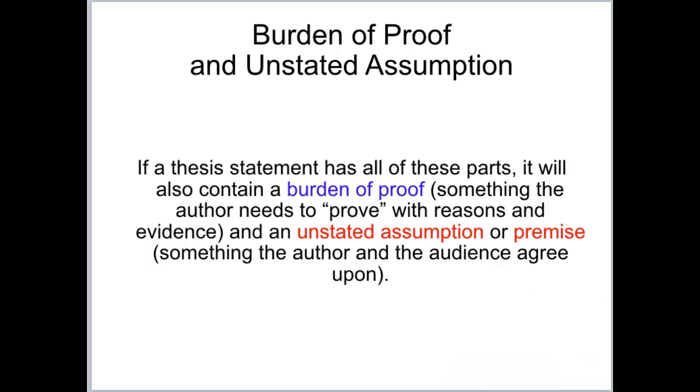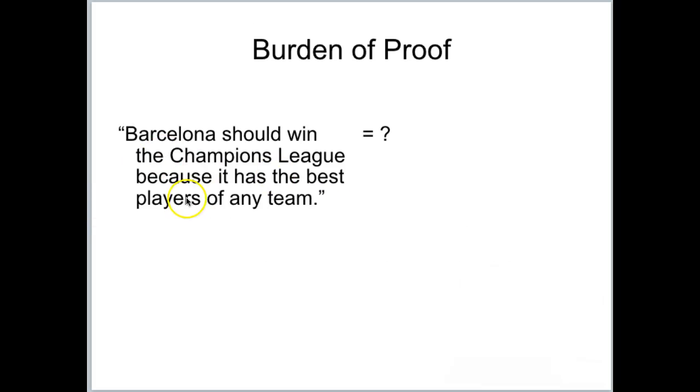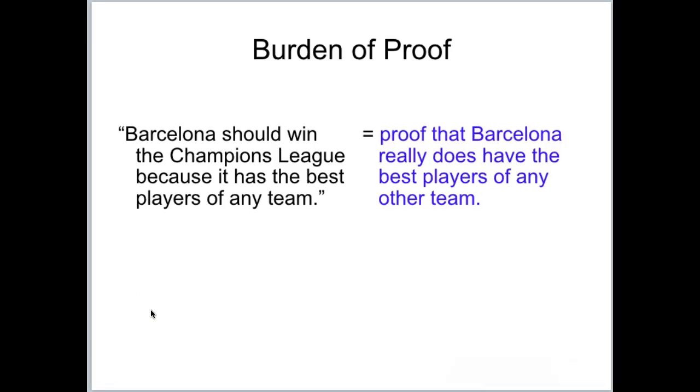A few other tests that you can run on it. There's a burden of proof. This is a phrase that I might use in my comments on your paper. So burden of proof and unstated assumption. The burden of proof is what you need to prove with your statement in your thesis statement. The unstated assumption is a test to run. So let's run through this real fast. Barcelona should win the Champions League because it has the best players in the team. What do you need to prove to make sure this is true? In this instance, what it would be is proof that Barcelona really does have the best players of any other team.